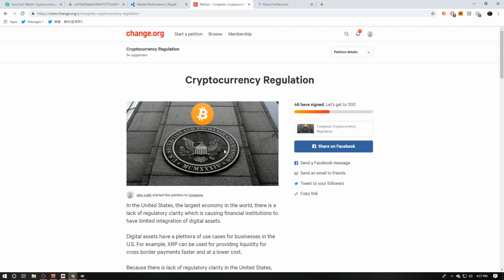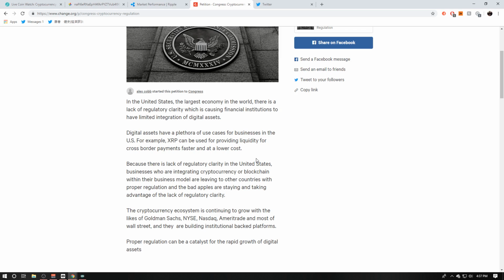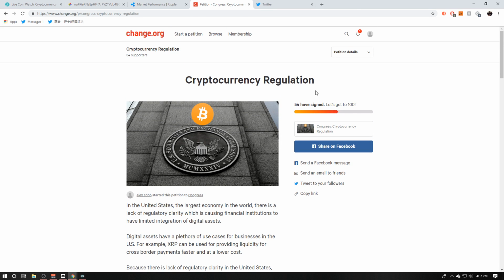So basically what I state through here is that digital assets have a plethora of use cases, and because of lack of regulatory clarity, the people who are really trying to innovate their business model with blockchain and crypto are going offshore to where there actually is regulation, and then the bad apples stay here and take advantage of the lack of regulatory clarity. And along with all these people from Wall Street stepping in, it just makes the most sense to have regulation established in this country. I know the government's partially shut down right now, but again, it's not going to stay closed forever. So I wanted to come out with this petition and try to get as many people to sign it as possible.